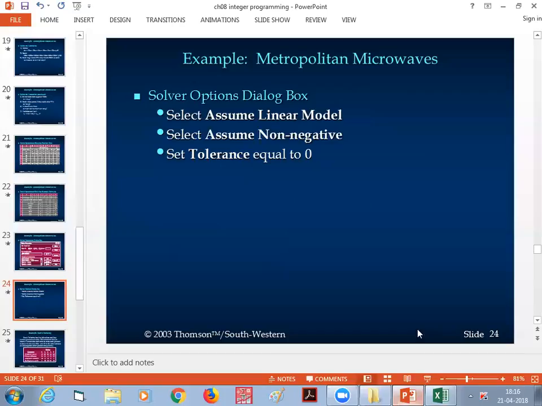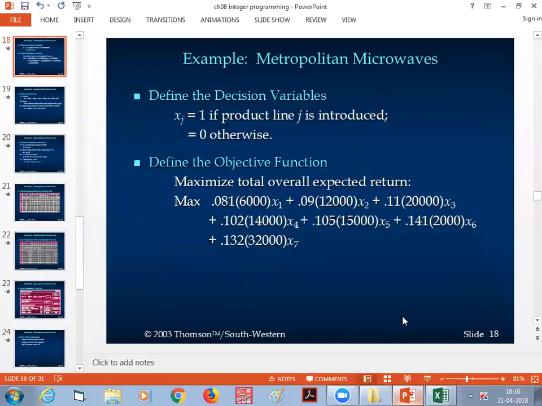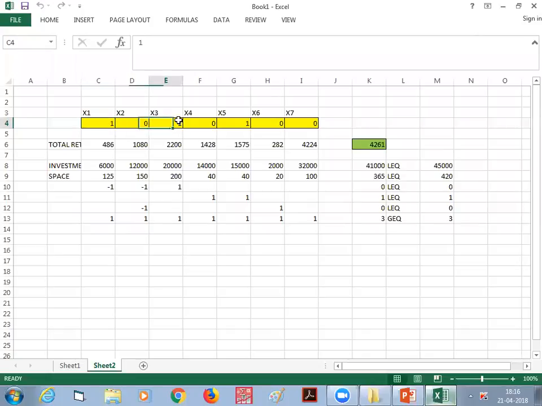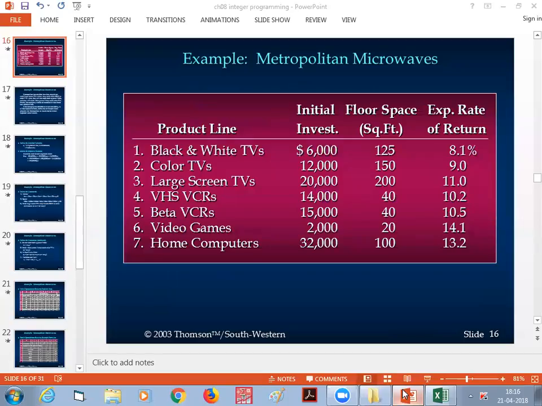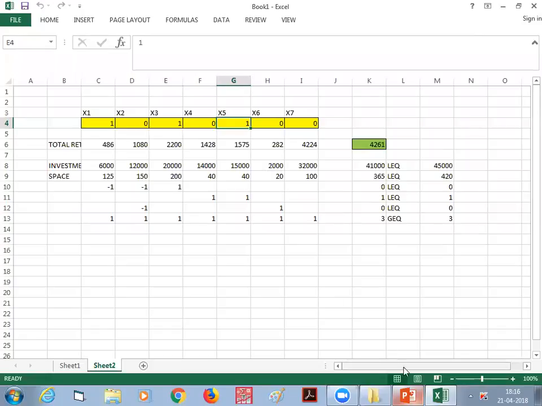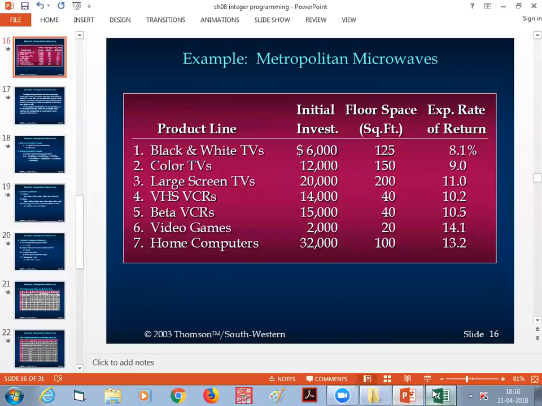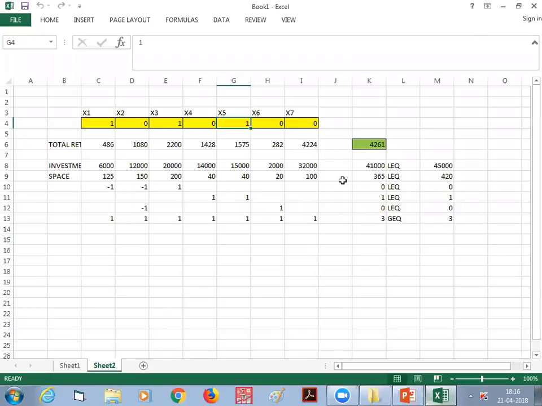What is this? First one is black and white TV. Then X3, which is large screen TV. And then X5, which is Beta VCR. And that's all, 3 only. These are the only things that we can stock. And total returns is 4,261.